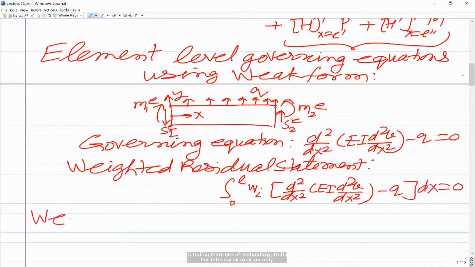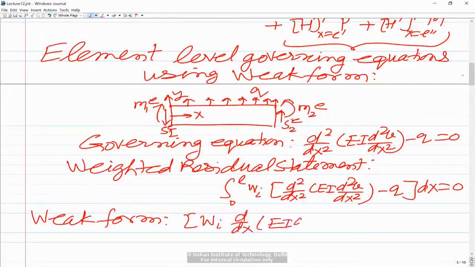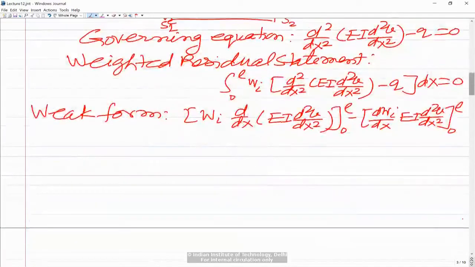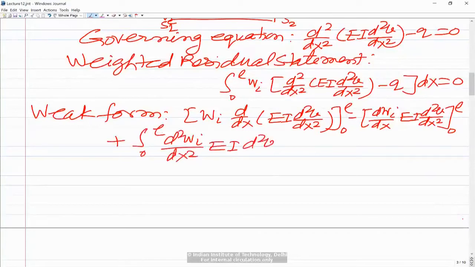Then you also know we have derived the weak form. So the weak form is basically, I am just writing, wi times d by dx of EI d2v by dx square, this whole thing evaluated at 0 and L, minus dwi by dx times EI d2v by dx square, again the whole thing evaluated at 0 and L. Because we do the integration by parts twice, we get two boundary terms. And then we have the integral from 0 to L of d2wi by dx square times EI d2v by dx square, where the derivative of v and weight function w are the same in this case, and minus the integral 0 to L of wi q dx, and this whole thing is equal to 0. So this is the weak form of the weighted residual statement.